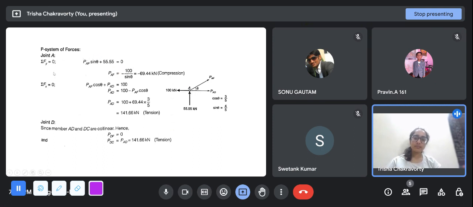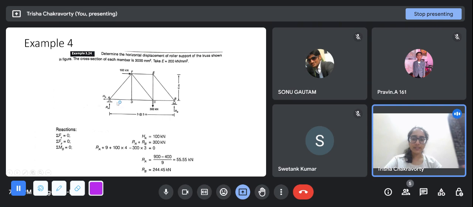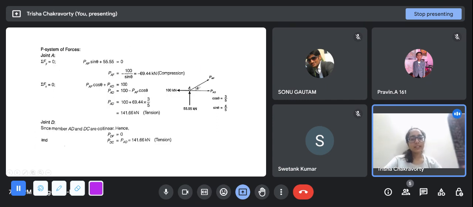PAF, PAD. At each joint we have two equations. Sigma Fy equal to 0 gives PAF sine theta, because this angle we have called theta. This theta we can find out because we know this length and this length, so we can find cos theta and sine theta from trigonometry. So PAF sine theta in the upward direction plus 55.55 is 0. From that we get PAF as a minus something, that implies compression. And from equating the forces in the horizontal direction, we get PAD plus PAF cos theta equal to 100.